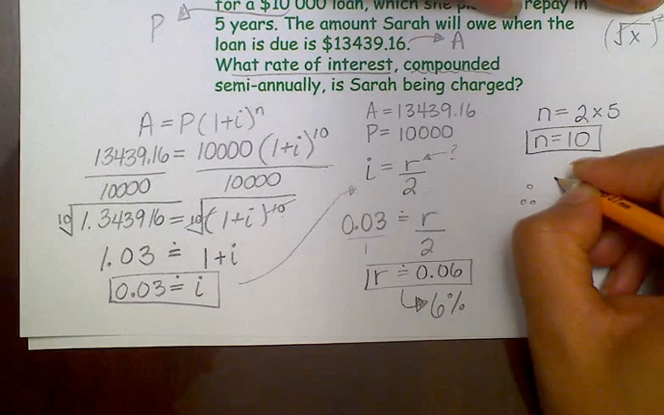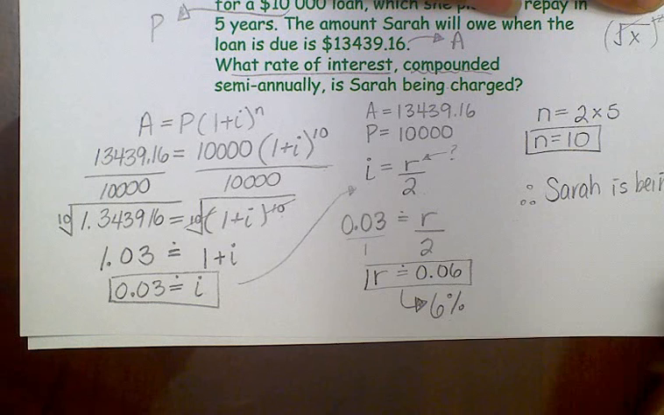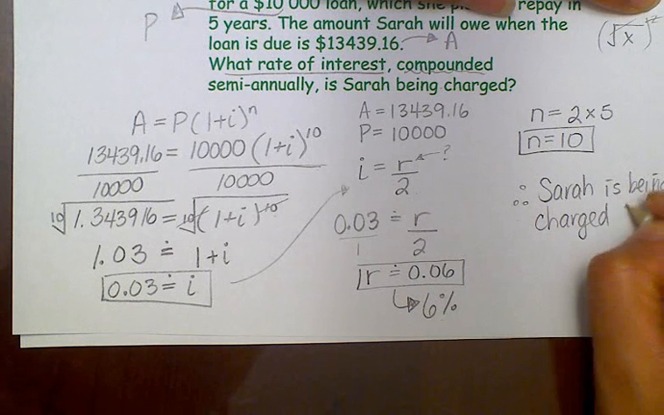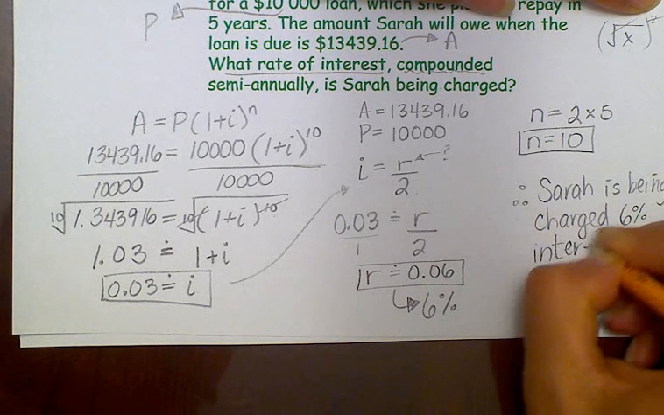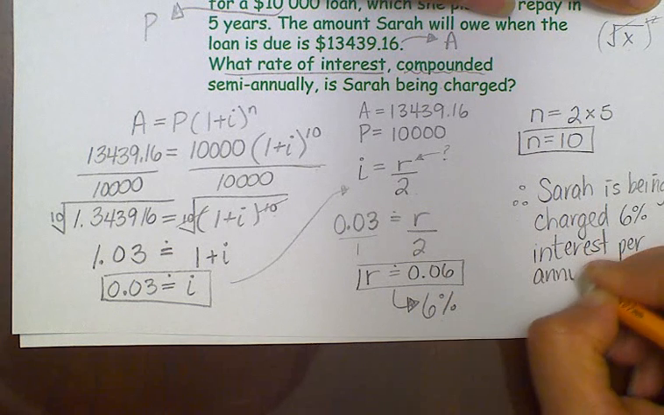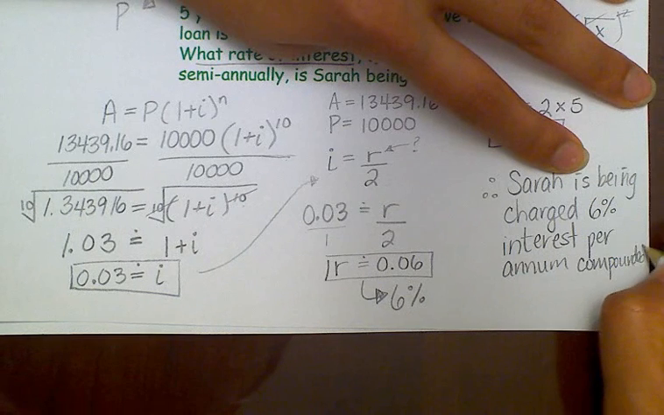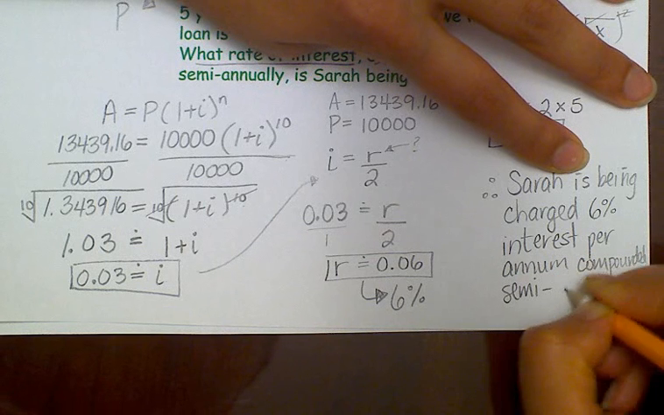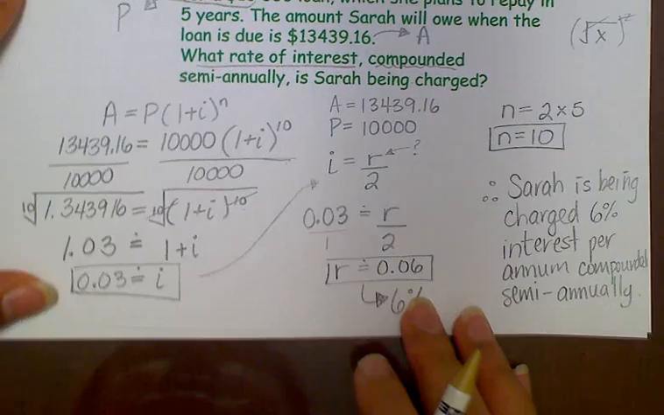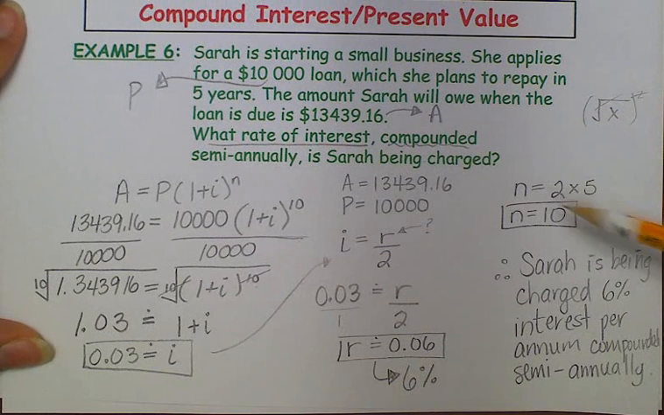So therefore, Sarah is being charged 6% interest per annum, compounded semi-annually. Okay, so in this case, this is actually how much she's being charged in interest. Normally we look at how much interest you earn. Because she's borrowing money, this is how much interest she's actually paying.